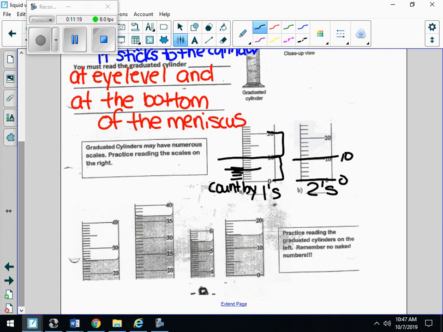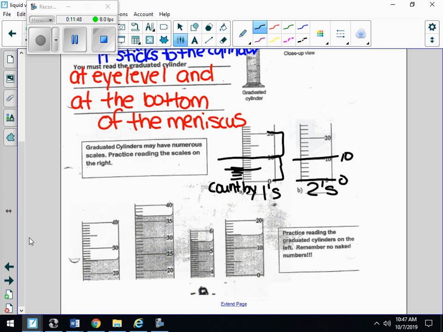Now, the bigger the pipette, the bigger the graduated cylinder, the bigger the scale. The smaller the graduated cylinder, the smaller the scale. So I have some of them. The smallest one I have counts by tenths, like the ruler. And then I have some of them that count by hundredths. So on the bottom, there are 4 examples. There's only 2 different scales. And then you have this page on the next page that will give us the scales as well.